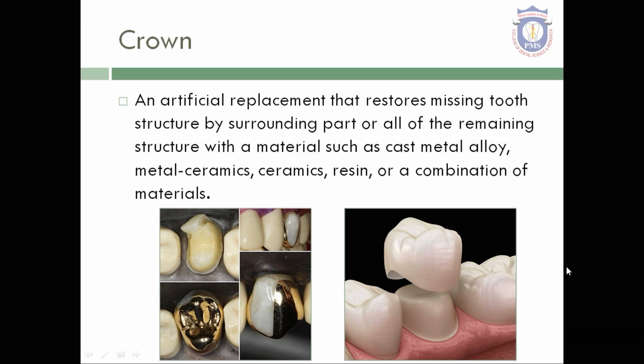And finally, you have a crown. A crown is an artificial replacement that restores the missing tooth structure by surrounding all of or part of the remaining structure with a material such as cast metal alloy, metal ceramics, pure ceramics, acrylic resins, or a combination of these materials.